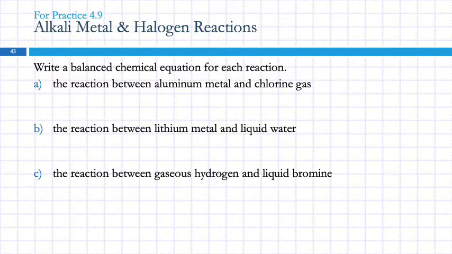So we're supposed to write balanced chemical equations for the reaction between aluminum metal and chlorine gas. Well, what's the formula for aluminum metal? Al. It's a solid. And chlorine gas, what's the formula? Cl2. And it's a gas. They told us that even. It's Cl2 because it's one of the diatomic 7.